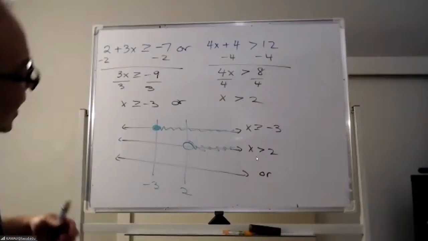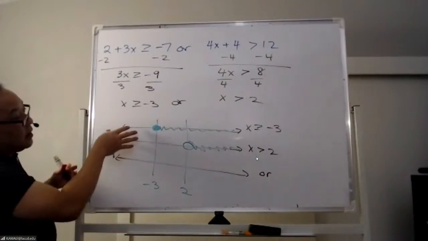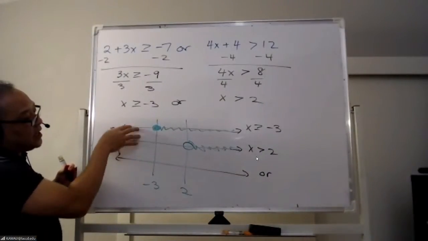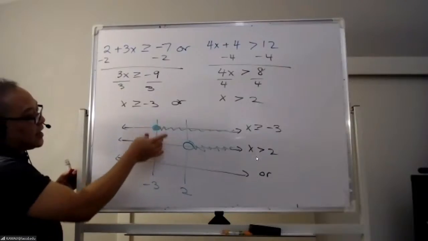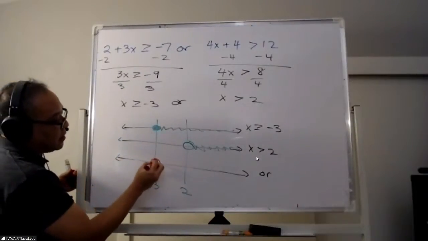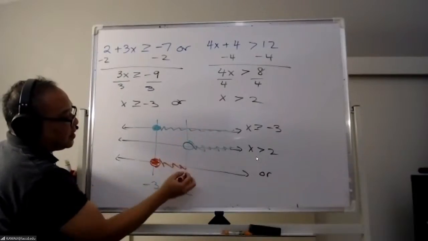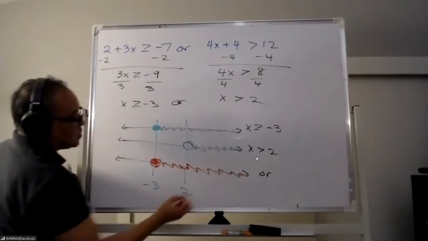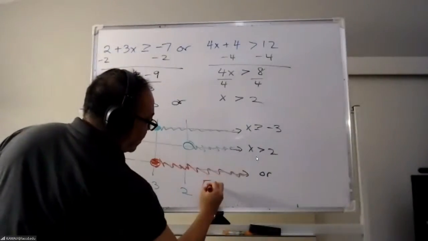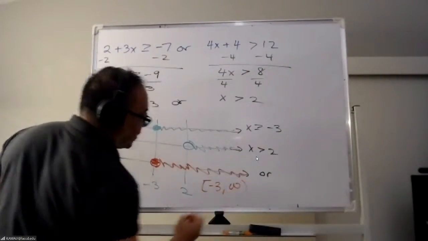And then we're going to say at least 1. Is at least one of these shaded in? No. Is at least one of these shaded in? Yes. Is at least one of these shaded in? Yes. So then your answer should be -3 to infinity like that.